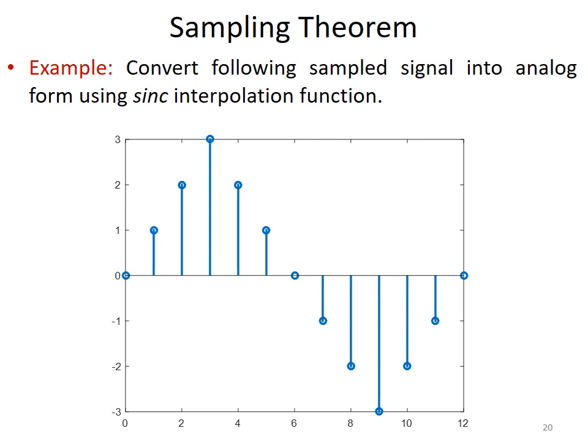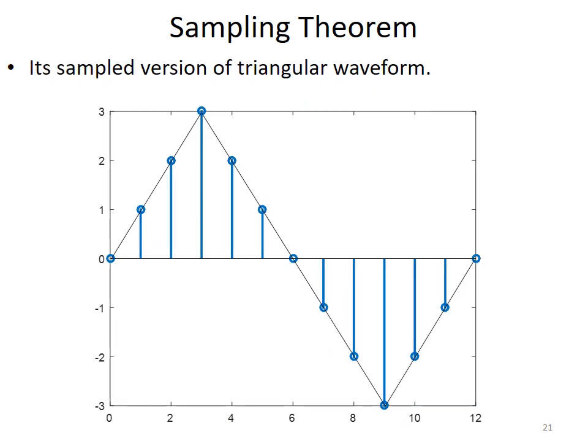In order to consider this example, let us convert this sampled signal into analog form using the sinc interpolation function. This waveform is basically the discrete version of a triangular waveform. Now, how many samples do we have in this waveform? 1, 2, 3, 4, 5, 6, 7, 8, 9, 10, 11, 12, 13. We have 13 samples from 0 to 12.